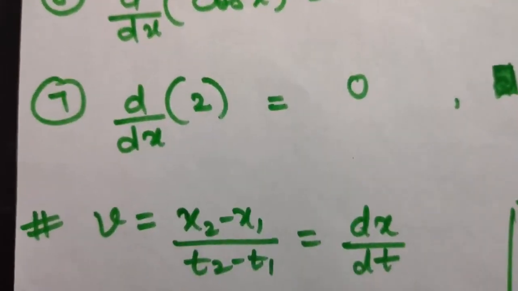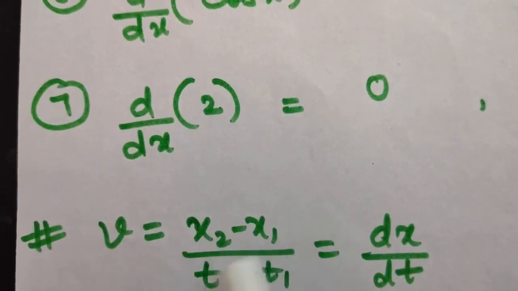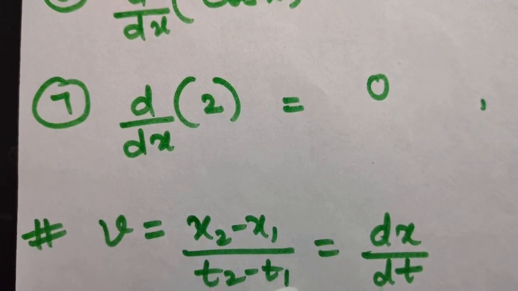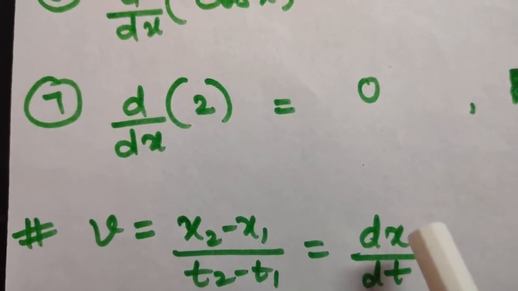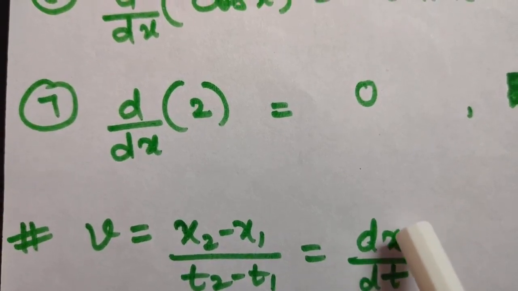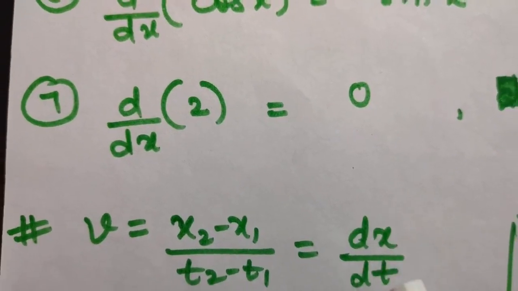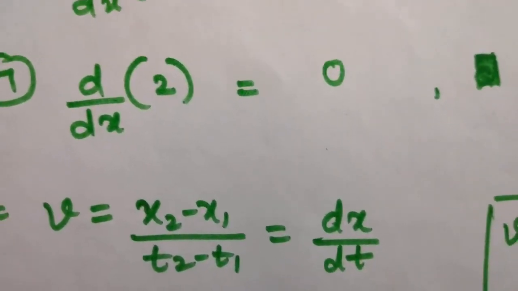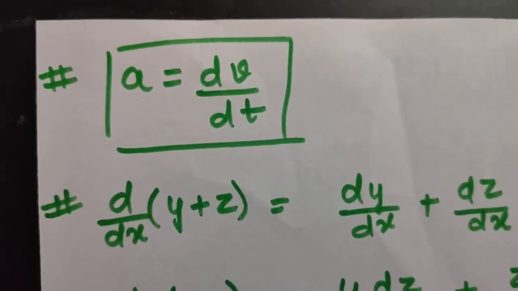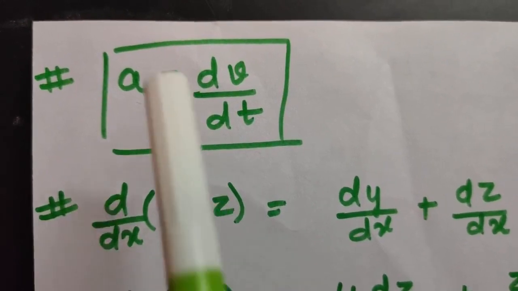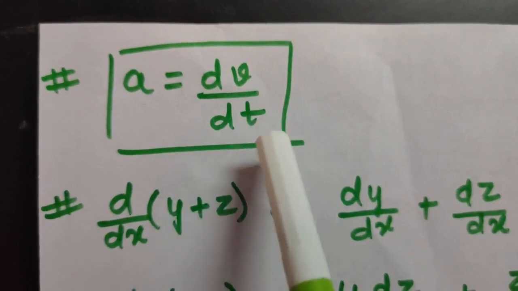Now you know velocity can be written as change in displacement upon time interval. So we can write it as dx upon dt, that is small change in x, or you can say the differentiation of distance with respect to time. So v is nothing but dx by dt. Similarly, you know acceleration is defined as change in velocity upon time. So a can be written as dv upon dt, that is change in velocity with respect to time.